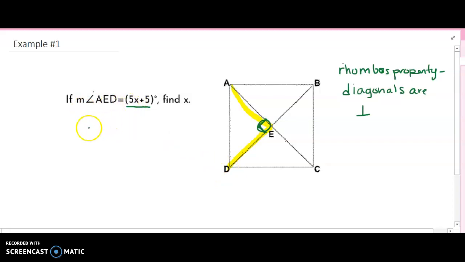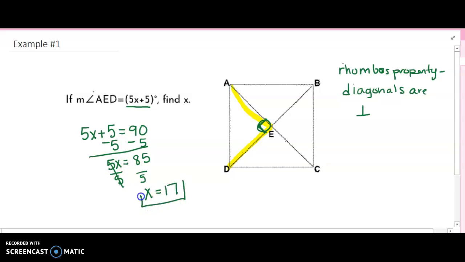Okay, so if it is equal to 5x plus 5, we know that's going to equal 90. And now it's just simple algebra. So let's subtract 5 from both sides. I get 5x equals 85. Divide by 5 on both sides. I get x equals 17, and that's my answer.